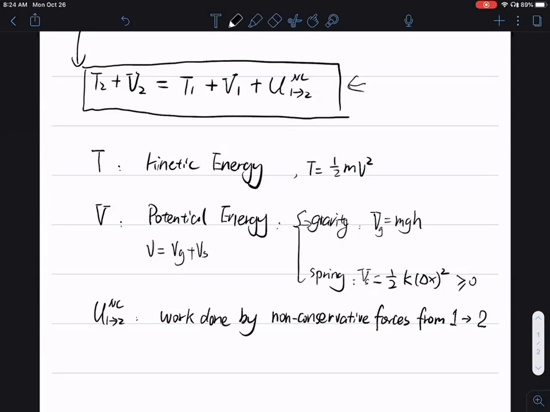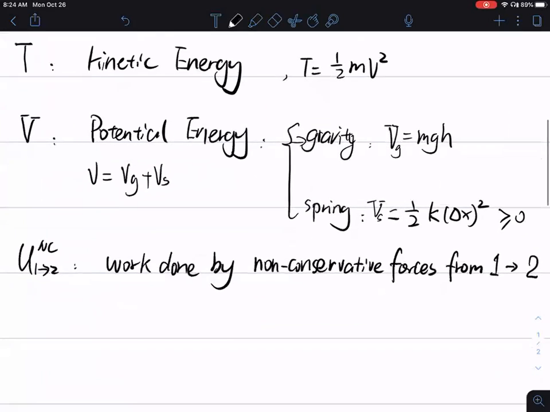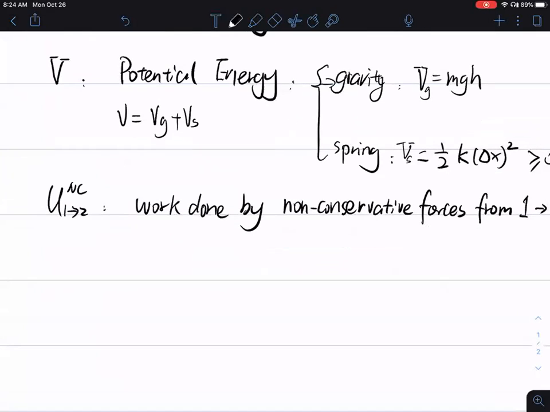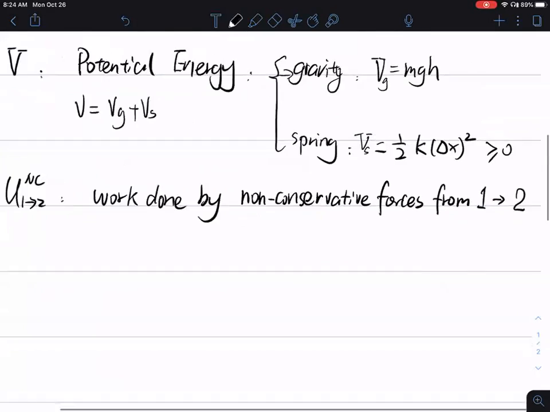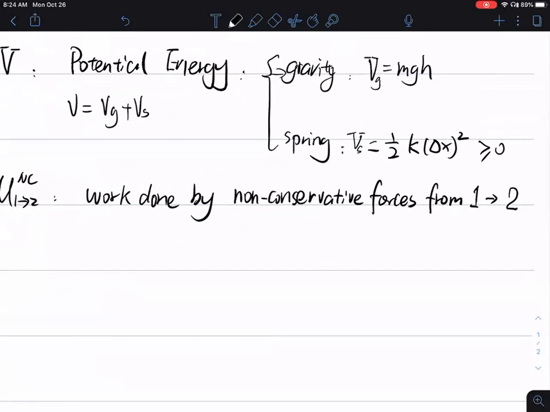Okay, so this UNC 122 represents the work done by non-conservative forces from position 1 to position 2. That's confusing, right? What do you mean work done? How to do work? Imagine this is my remote control on the table, how to do work to this remote control? One minute, talk to each other.